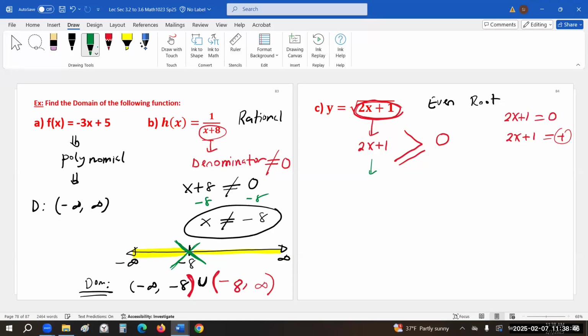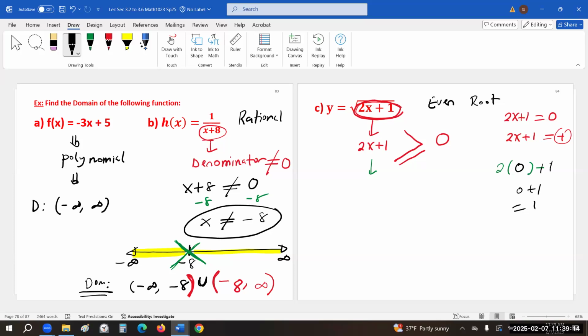Let's see. 2 times 0.2. Or do you say anything starts from 0 or 1? What did you say? What is the smallest number you can plug in? 0. Okay. Two times 0 plus 1 gives us 0 plus 1, which is 1.